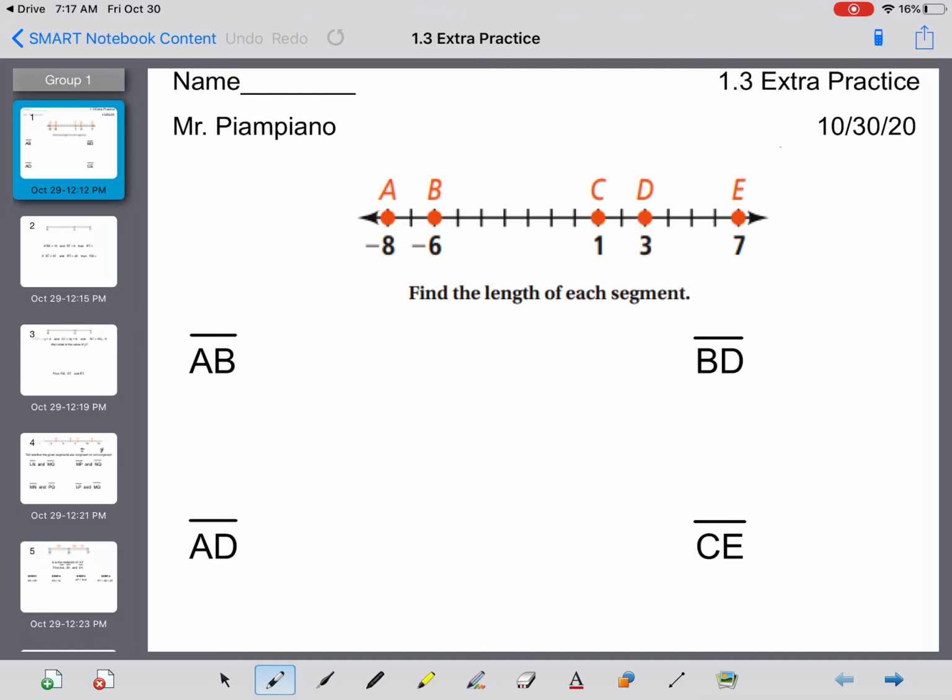All right, everybody, this is 1.3 extra practice. Okay, the first thing they want you to do is to find the length of each segment in the line above. Okay, so the first one is segment AB.